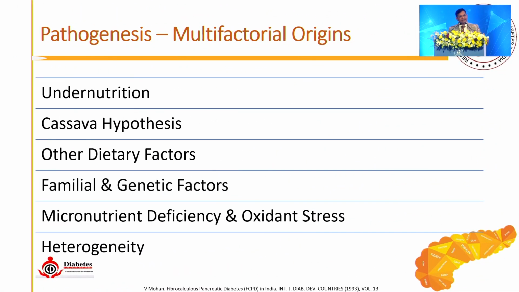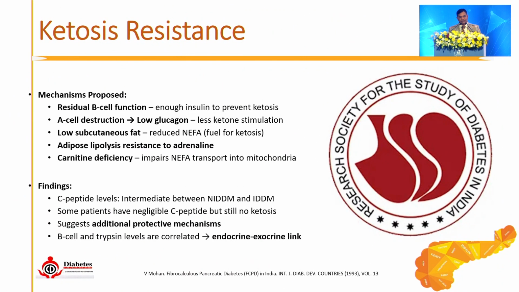Pathogenesis: undernutrition in early childhood or intrauterine. Cassava has been quoted, but again there were some contradictory reports. Someone says cassava in South India and Kerala might be the reason. Familial genetic factors, micronutrient deficiency, oxidative stress and other things have also been quoted.